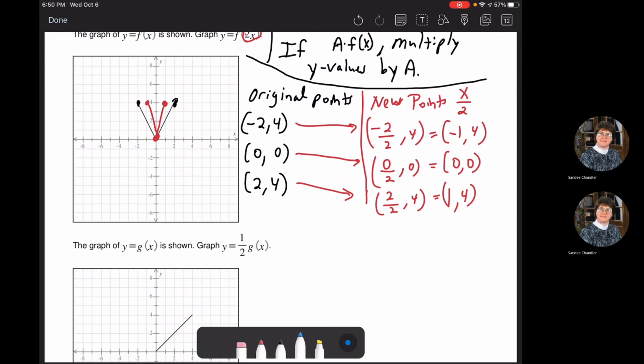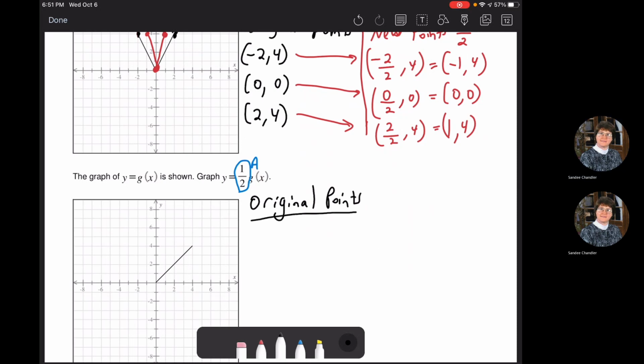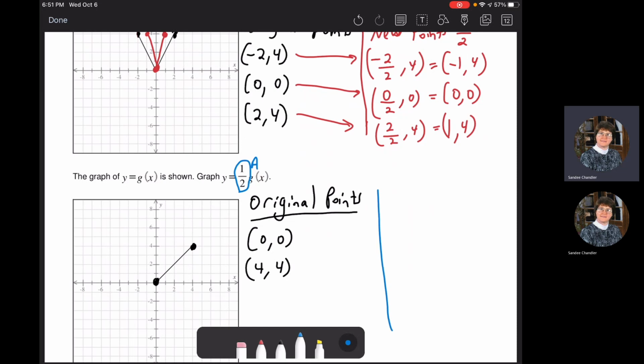All right, so for this one, we have the piece out front. So that's our A. So we're going to multiply our Y values by that value. Well, let's find our original points. So we've got 0, 0. And we've got 4, 4. All right, so our new points are going to have 1/2 multiplied by Y. So 0, X stays the same. And this one will be 0 times 1/2, which of course is still 0, 0.